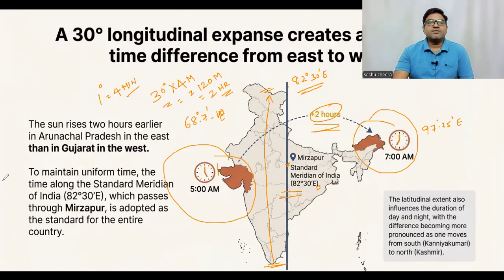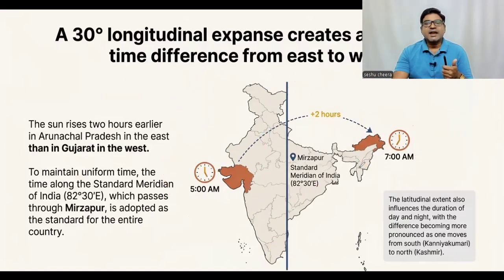So far, we have discussed the longitudinal extent, India's standard meridian, and why there are no different time zones for India, in spite of having a variation of 2 hours from Gujarat to Arunachal Pradesh when we compare. So now let's move ahead.